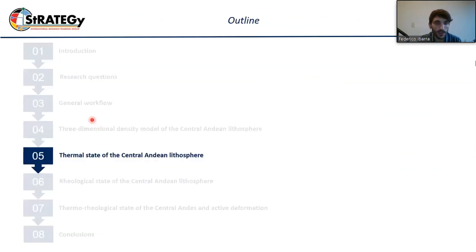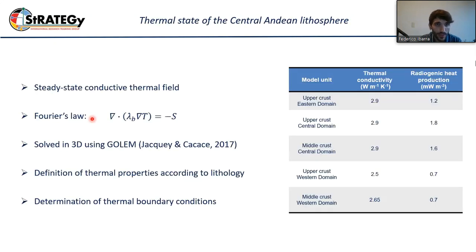Moving on to the thermal state of the central Andes, the 3D steady-state conductive thermal field was calculated based on the assumption that conduction is the main mechanism of heat transportation in the lithosphere. I used the numerical simulator Golem to solve Fourier's law for steady-state conduction after defining thermal boundary conditions and thermal conductivity and radiogenic heat production for each of the model units. The model has more units. This is just to show an example.